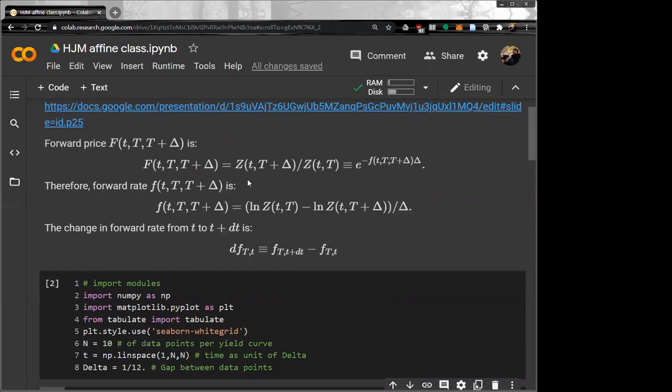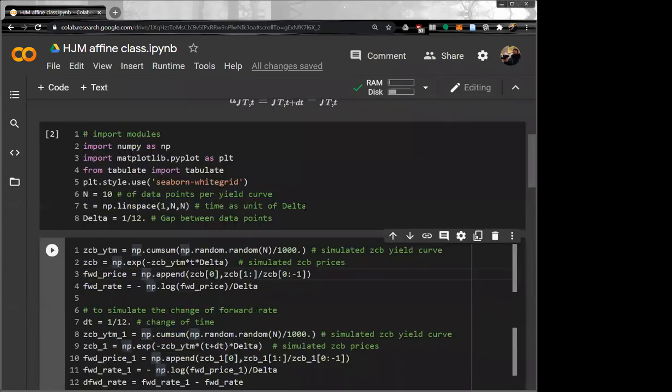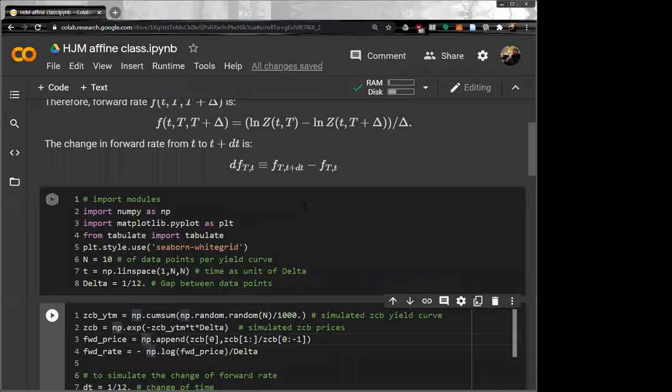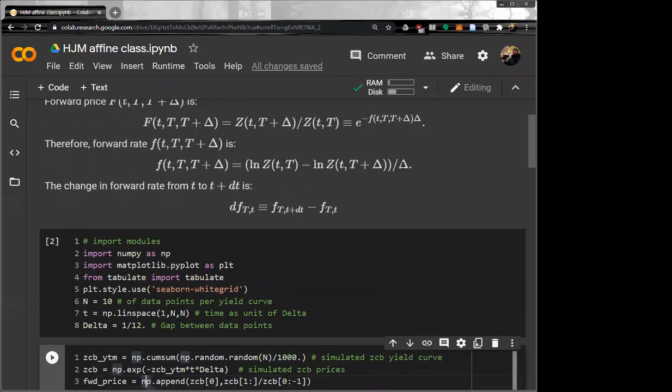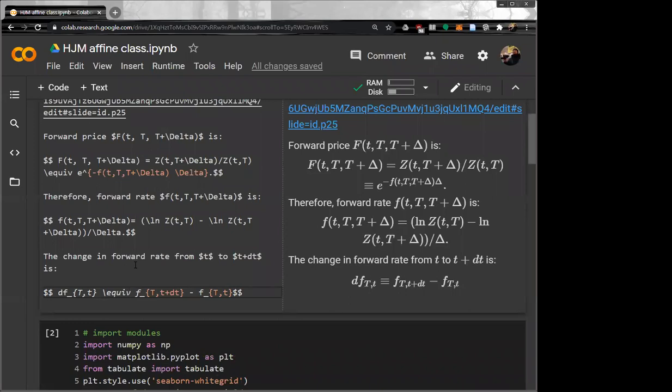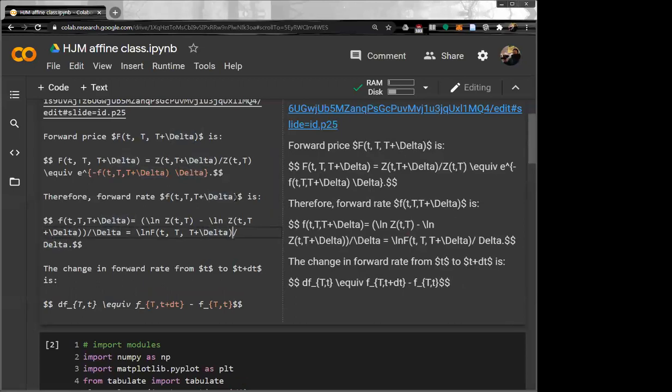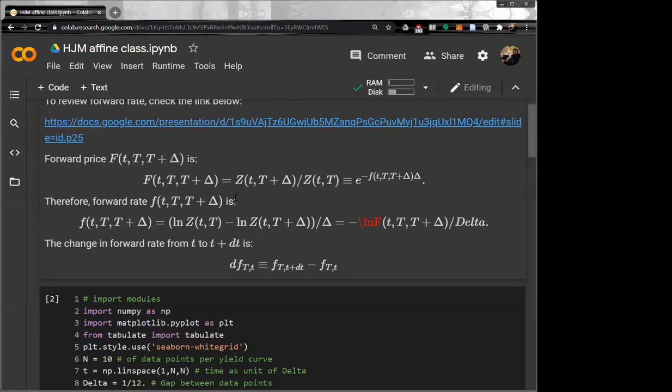So here, this is log. So this is basically, as you can see, the same too, right? Log of the forward price, minus.